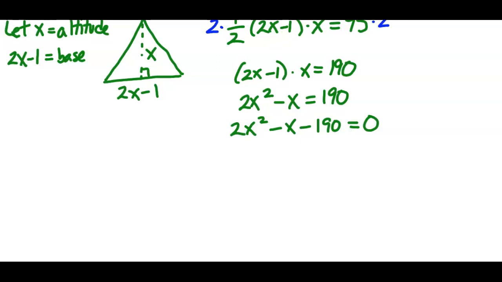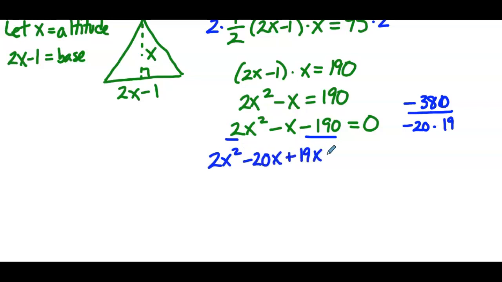So we can do this by grouping to review that method. So 2 times negative 190 is negative 380. So we need a factor pair of negative 380 that adds to negative 1. So what do we got? Negative 19 and 20, or the other way, negative 20 and 19. So we'll have 2x squared minus 20x plus 19x minus 190 equals 0.